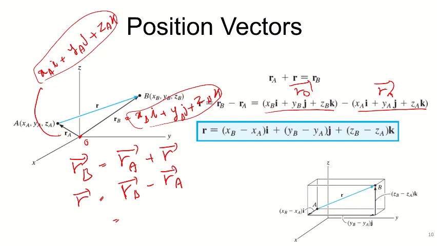So any point in this xyz Cartesian coordinate system, you can express relative to another point, right? So these position vectors are very important. In the coming slides we are going to do some examples. There you can see how we can use these position vectors to solve problems, right?